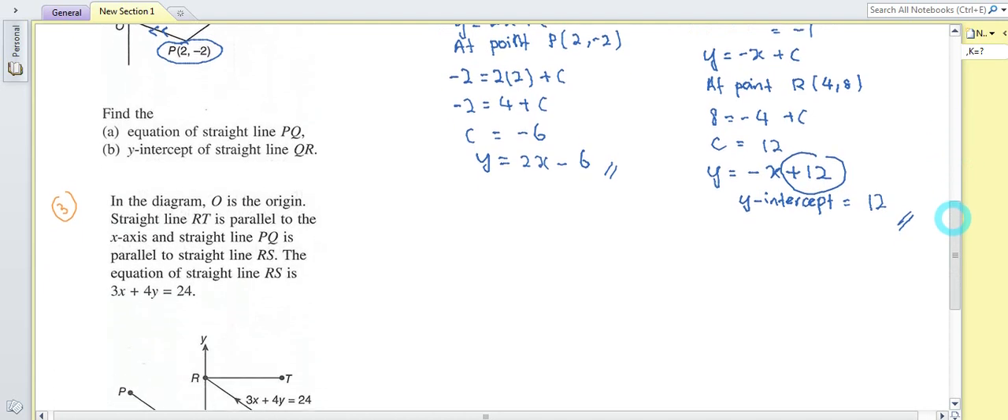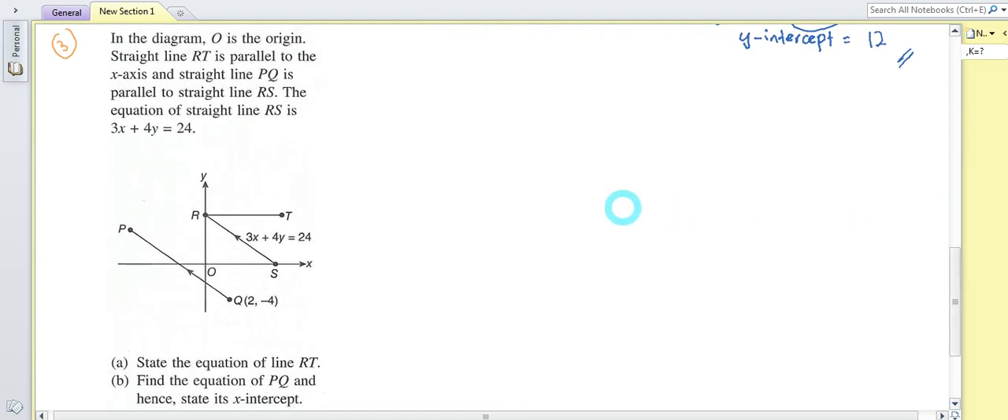Okay, so we go to the last one. In the diagram, O is the origin. Straight line RT is parallel to the x-axis. Means that this is actually 90 degrees. Parallel to the x-axis. And the straight line PQ is parallel to the straight line RS. So the equation of the straight line RS is this. Okay, written here. State the equation of RT.